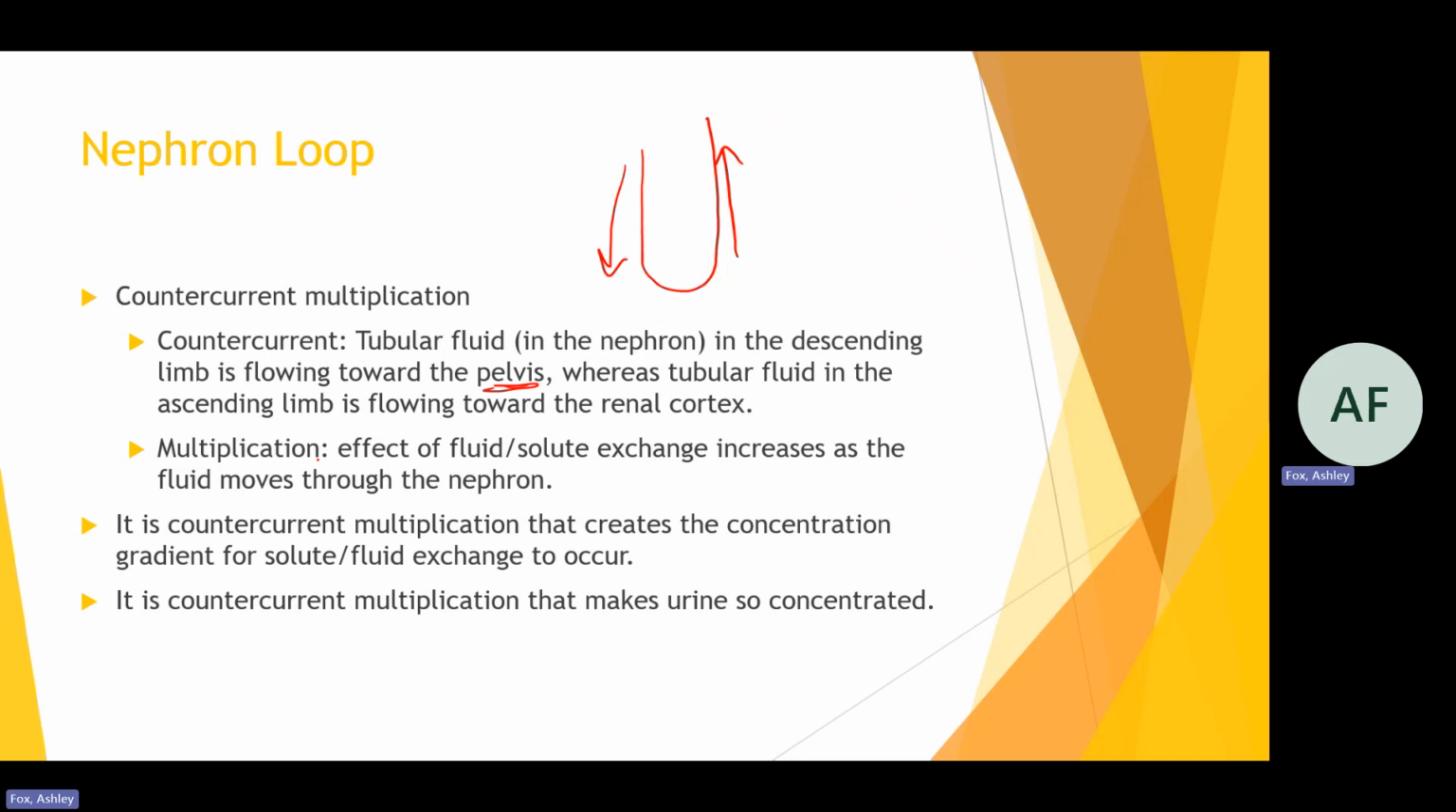As for the multiplication, the actual effect on the solute and fluid: because water can leave here, the solute concentration of the fluid in the tubule is going to be highest down here, because as you're flowing and you make the U-turn and go around, water's left. Remember, water can flow out of the descending limb. So you're going to have the highest amount of solute here. Then as you're going up the ascending limb, sodium and chloride can leave. So you're going to decrease your solute concentration again.